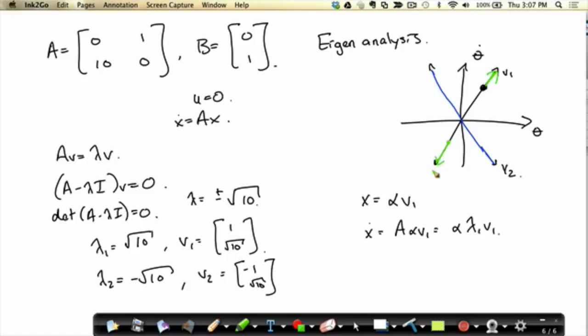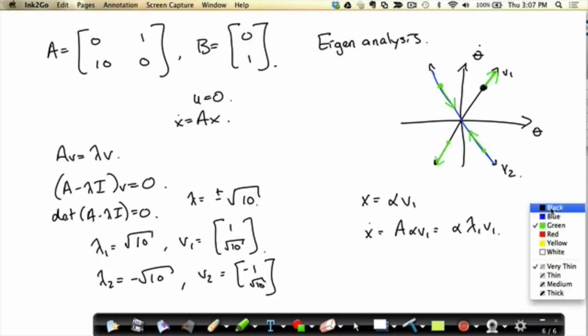Yeah, okay. And the same thing for if I look at the decomposition in the other eigenvector, I get a negative value here. So these guys are moving towards the origin. So along those eigenvectors, the dynamics are trivial.